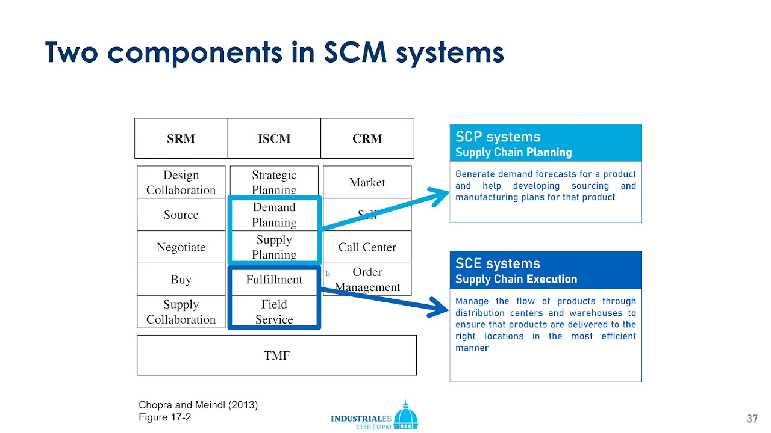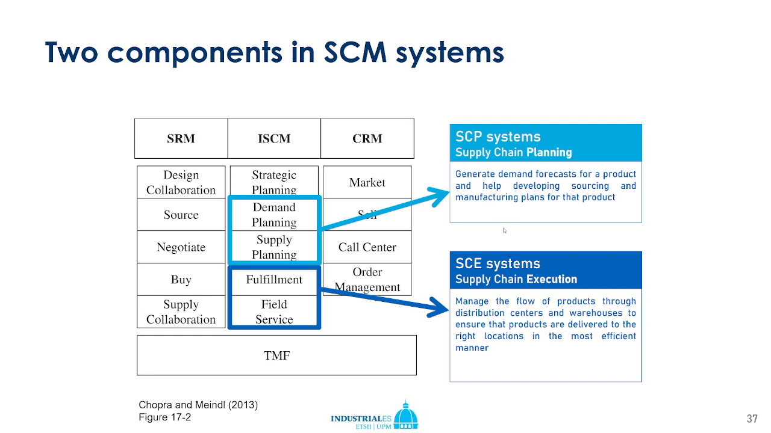And if you go to the lower level, we have these fulfillment and field service functionalities, which are assisted by systems related to execution. By execution, what we mean is carrying out all the operations that are involved in actually getting the products delivered to our customers, or getting the materials received and stored within our manufacturing facilities or within our warehouses. So we are managing the details of the flow, or the flows, of the products and the information across different facilities, so that everything goes smoothly.